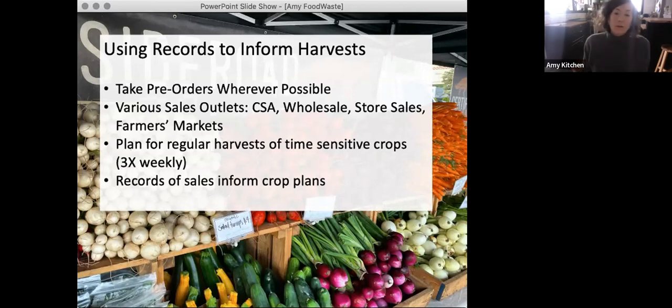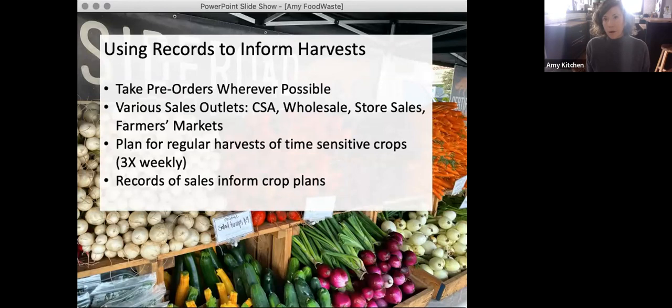So for us here at Sideroad, for the most part, we're harvesting our crops based on orders that have already come in. So we take pre-orders wherever possible. For our CSA, our wholesale accounts, and for our online store sales, we can populate our harvest list based exactly on what our customers want. And then we can save whatever's not purchased ahead of time in the field for later harvests if possible. Or for us, we're doing our weekly farmers market. So usually we would plan to bring anything that hasn't been pre-ordered to the farmers market on the weekend.